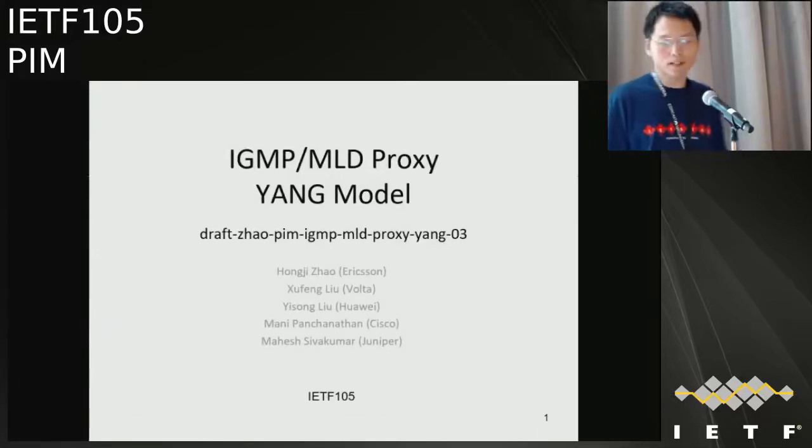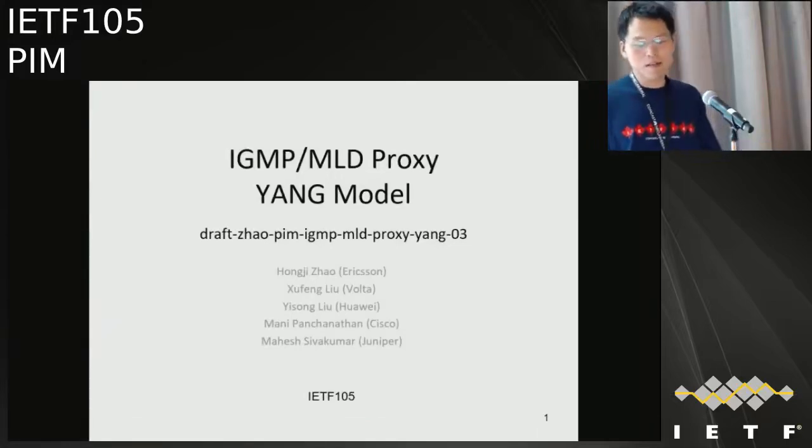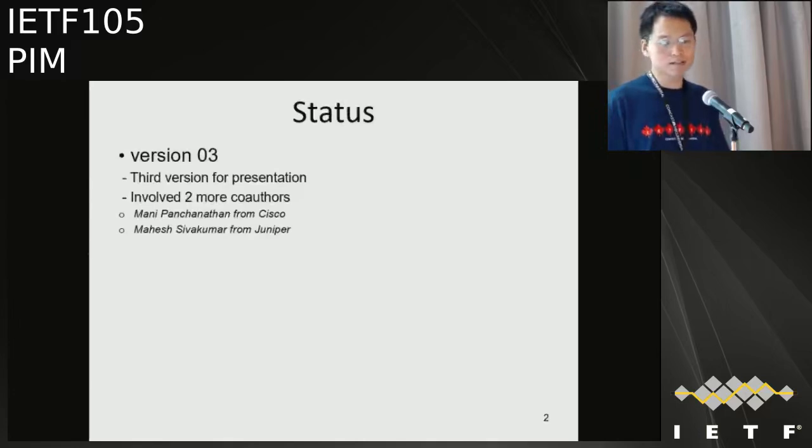Good afternoon, everyone. My name is Hongji. I am from Ericsson. Now let me introduce some updates about the IGMP MLD proxy YANG model. This is the third version for the presentation. After the last IETF meeting, we have involved two more co-authors. Mani is from Cisco and Mahesh is from Juniper. Now we have in total 5 authors covering 5 different vendors: Ericsson, World Network, Huawei, Cisco, and Juniper.